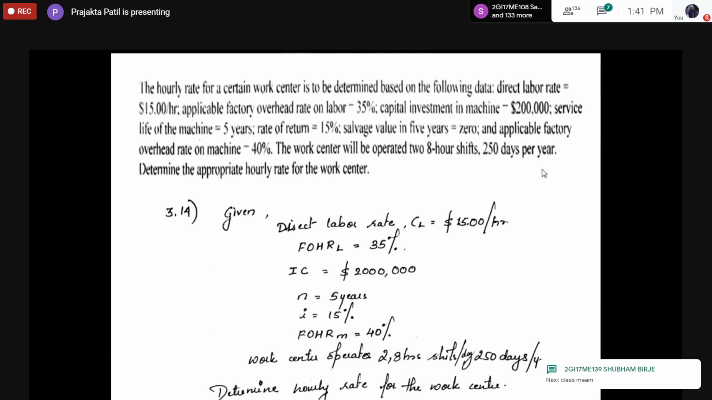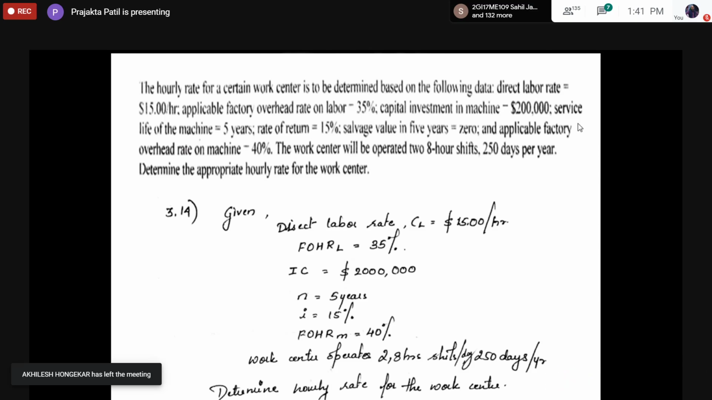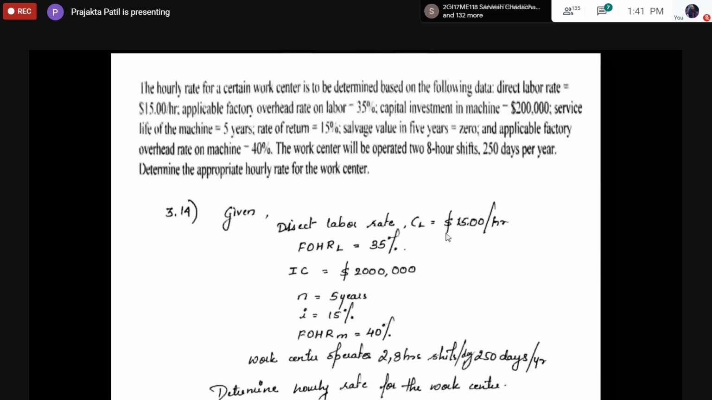You already have the same data that was given in the previous problem. Same is given here also. Only little change is this 2 8-hour shift. So you have the CL value, 35% as the factory overhead rate on labor. You have the initial cost. N is given, I is given, factory overhead rate for machine is 40%. Work center operates 2 8-hour shifts per day, 250 days a year. You have to determine what is the hourly rate for the work center.